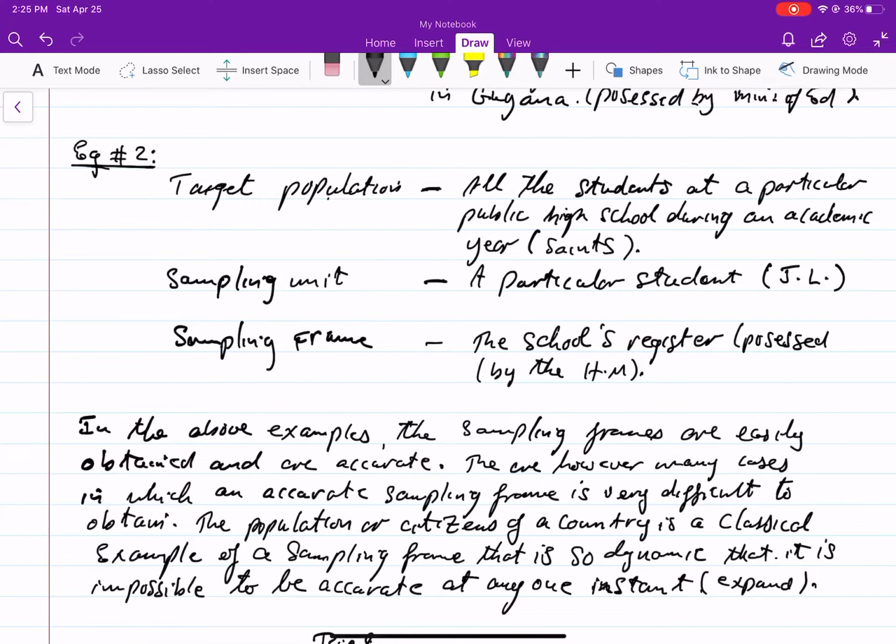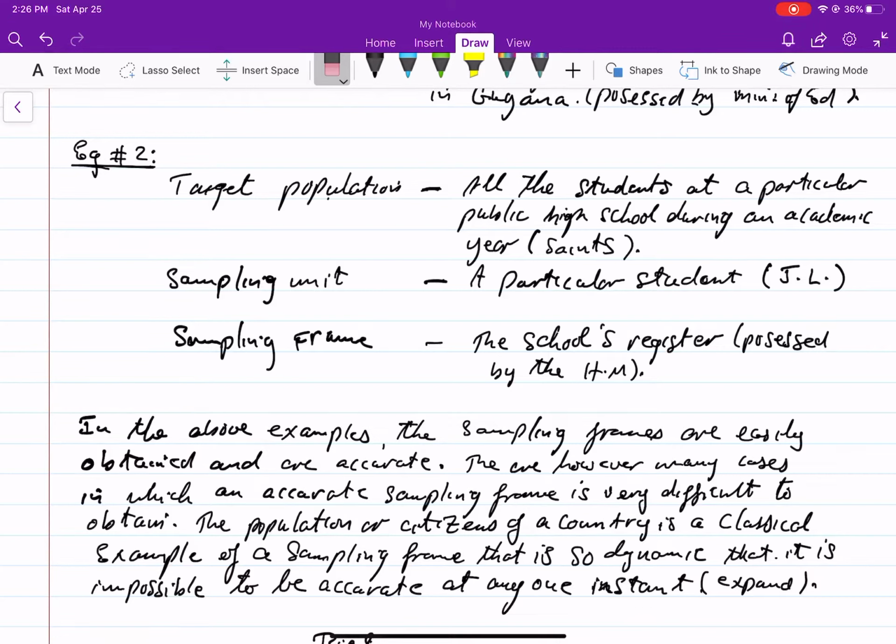Pick Saints this time. My sampling unit, a particular student, JL. Anybody got the initials of JL? I ain't calling no names. And my sampling frame, the school's register, most likely possessed by the headmistress. Again, she better have a list of all the people she got in the school, headmistress or headmaster.